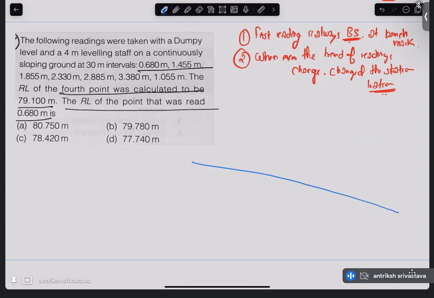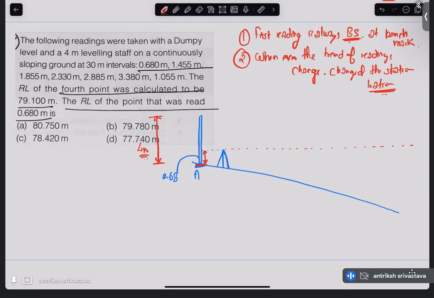Okay, so consider this is our station, and first we performed backside. So we looked back, and then we took the reading at our benchmark at point A, and this reading was 0.68. Now I think you should know at this level that this reading is nothing but this particular height from the ground. All right, and this is our station height. Remember, this height is actually 4 meters.